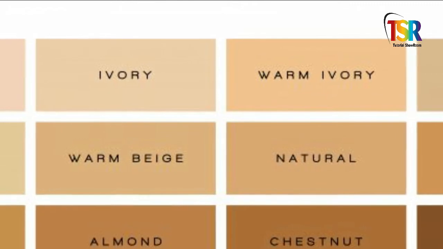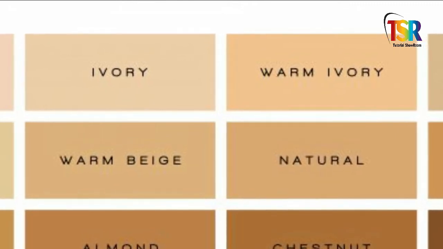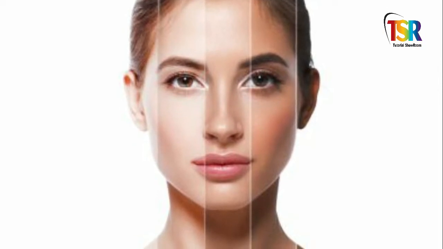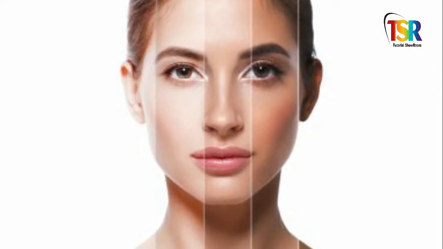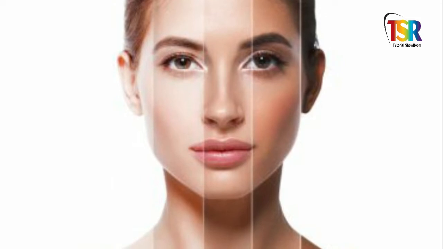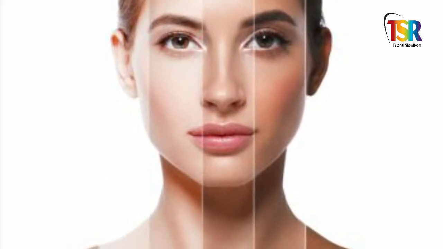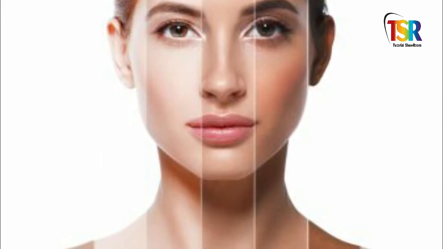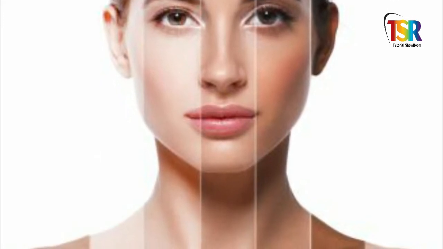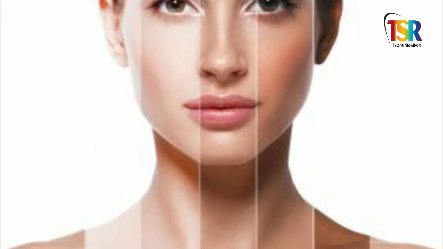Cool skin undertone. If the overall complexion of a person has more blue, pink and red hue, then the undertone is classified as cool. Warm skin undertone. If there are more yellow, peach and golden hues, then the undertone is considered warm. Neutral skin undertone. People who do not have cool or warm undertones are said to have neutral undertones.